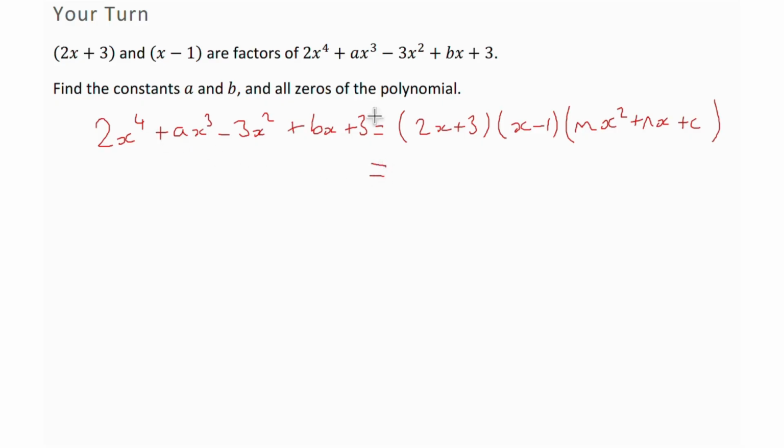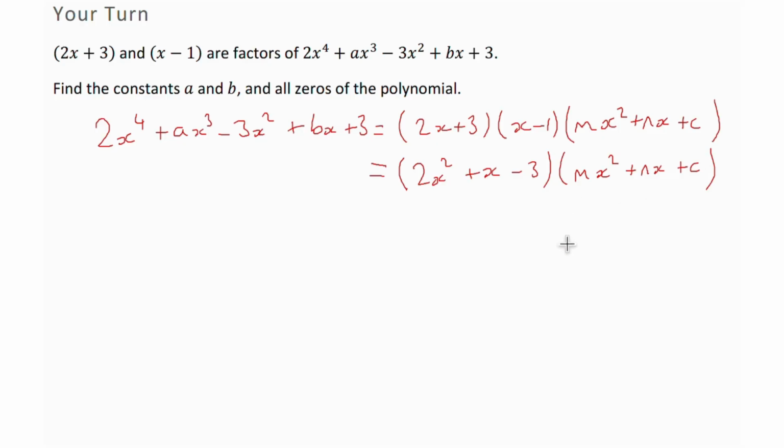Now, I'm going to equate coefficients to find these missing values, but to do that, first of all, I'm going to expand these two. You get 2x squared plus 3x minus 2x is plus x, and then minus 3, and then times by mx squared plus nx plus c.